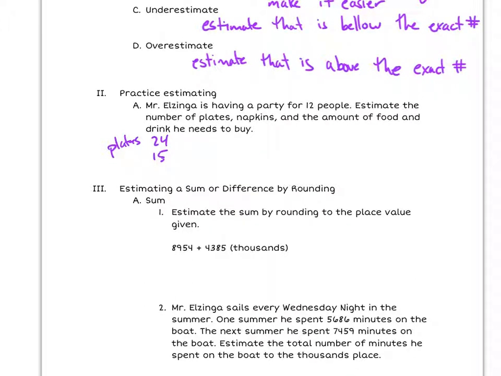Napkins. What do you think we should do for napkins at our party? 48. 65. I heard 48. 65. Why 65 instead of 48? Because children could come. Like what if someone spills something? So what I'm hearing is we want more napkins than plates because you guys know you're messy people. So if you came to my party, we'd want to be clean.